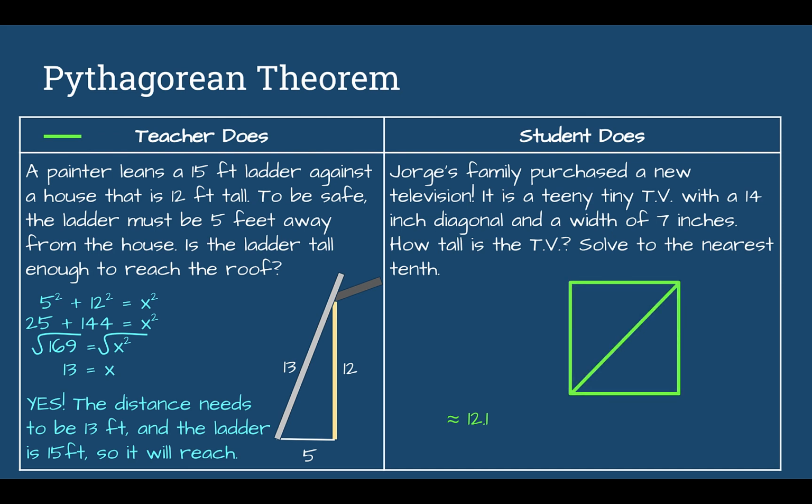If we had drawn a picture, we can see that it's a diagonal of 14 and 7 inches wide. So how tall? That's our x. 7 squared plus x squared is 14 squared. Remember, the two legs are what you add together to get to the hypotenuse. 14 is the hypotenuse. 7 squared is 49. 14 squared is 196. I would need to subtract and get 147. And then if we take the square root, we get 12.1.